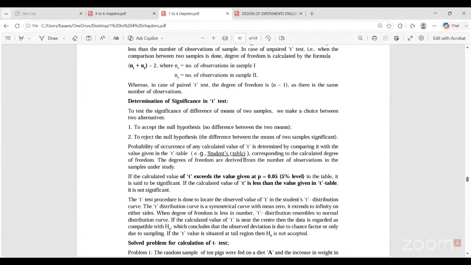So the probability of occurrence of the calculated value of t is determined by comparing it with the value in the given t table, corresponding to the calculated degrees of freedom. The degrees of freedom are derived from the number of observations in the sample under study.